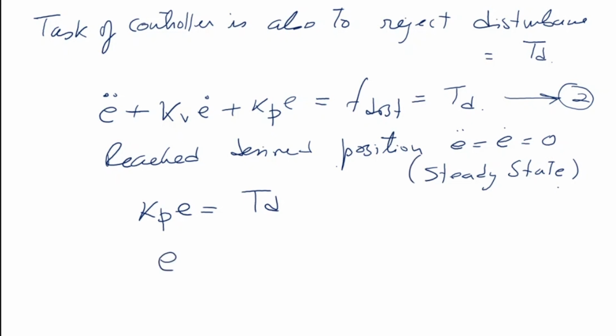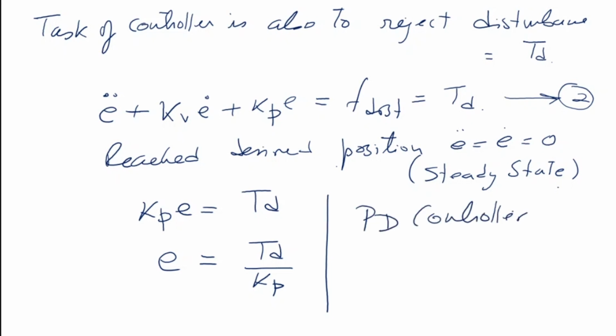What this basically means is that at the end of the day you have error E, which is equal to TD by KP. So a PD controller will always have some steady state error, which is equal to TD by KP. That means the PD controller is never going to reach the desired position. It will go somewhere slightly before the desired position and it will stop.